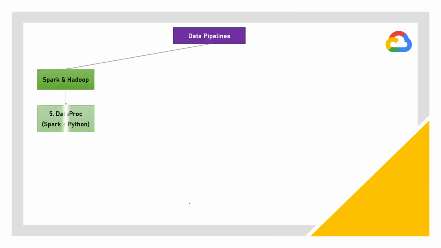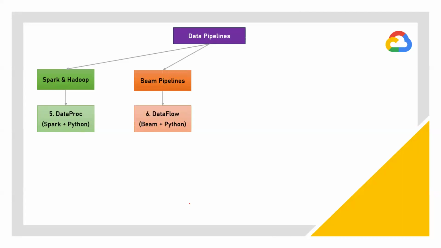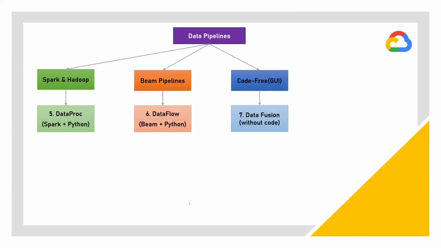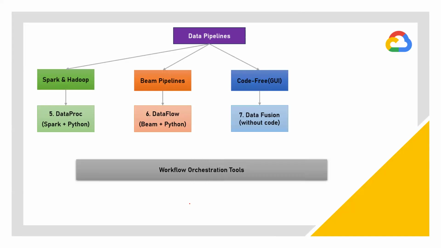Then next, we must create the data pipelines. For creating Spark and Hadoop pipelines, we are learning with Dataproc. And for creating Beam pipelines, we are learning about Dataflow. For code-free pipelines, we are learning about Data Fusion. And for the workflow orchestration tool, we are learning with Airflow.